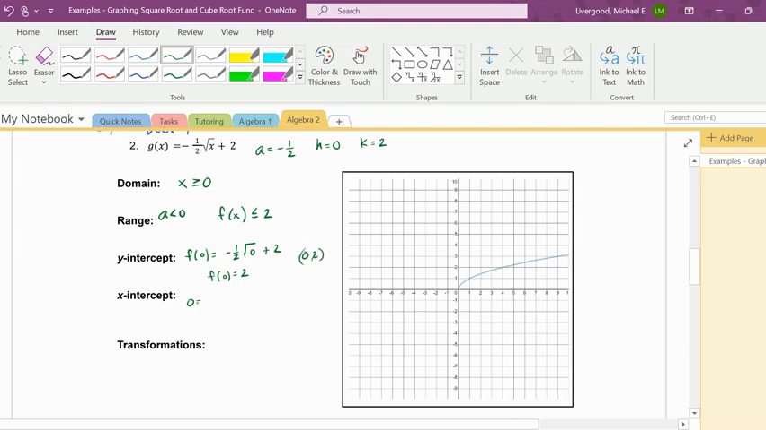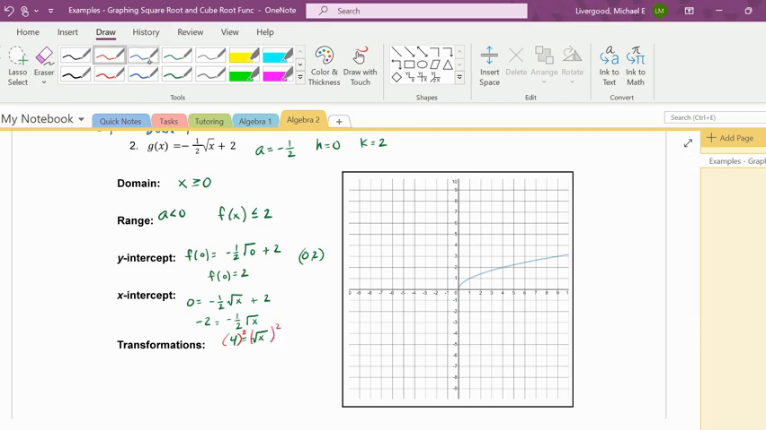X-intercept, we set the y value equal to 0, and then we solve for x. Negative 1/2 times the square root of x plus 2, we subtract 2. Divide both sides by negative 1/2, and you get 4 equals the square root of x. The only way to get rid of a square root is to square both sides of the equation. And so we're going to end up with 16 equals x. In other words, the point 16, 0 is on this graph.